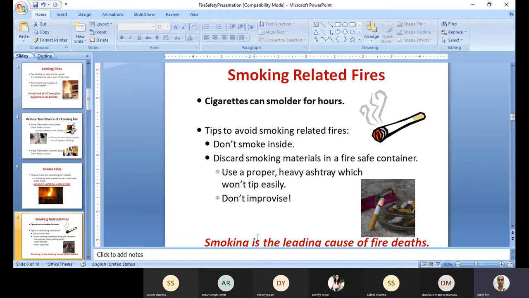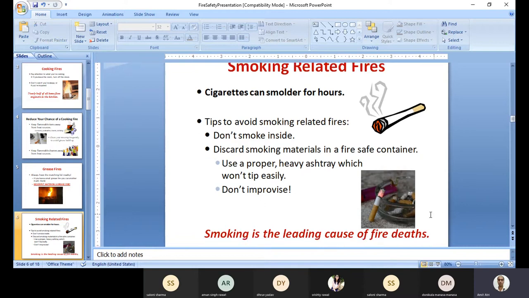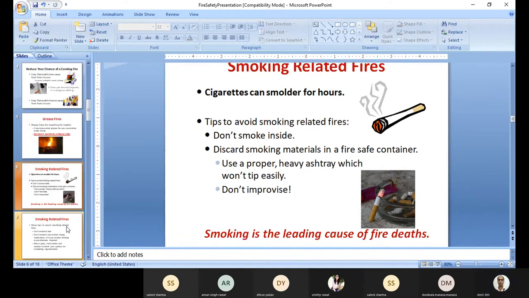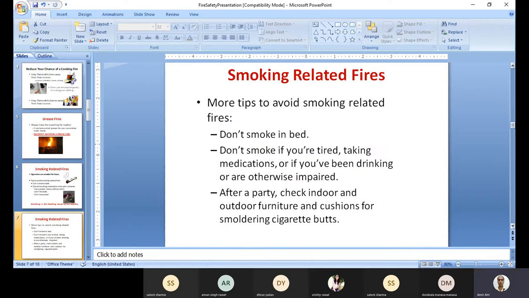Okay, so smoking is a leading cause of fire deaths everywhere. So how can we avoid these things? Some more tips are here: proper disposal is needed, outdoor smoking, and then don't smoke in bed. These are the points which could create awareness among the inhabitants, the residents of a housing society. We can only create awareness.